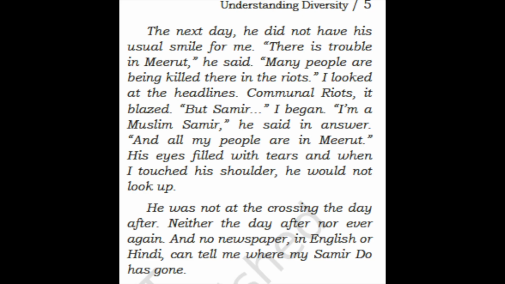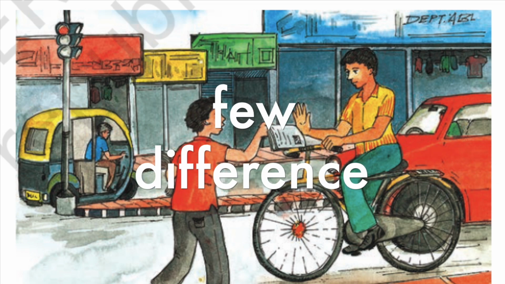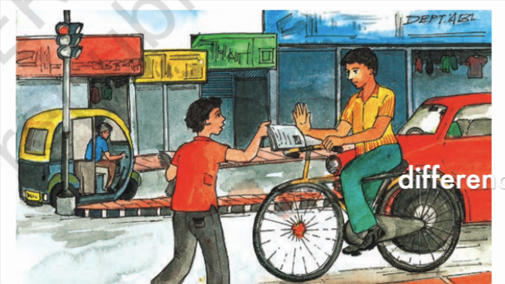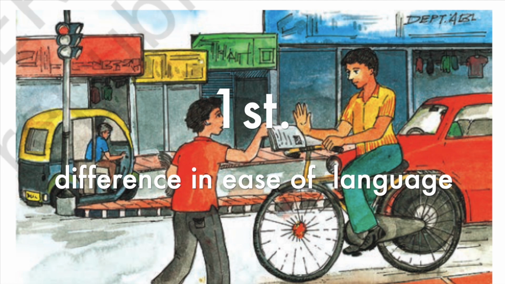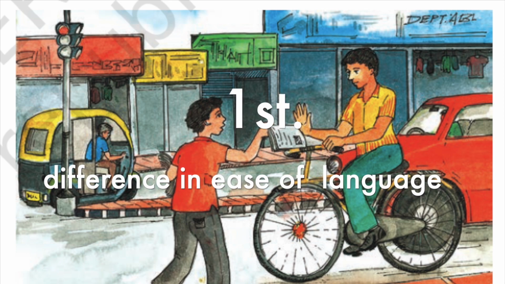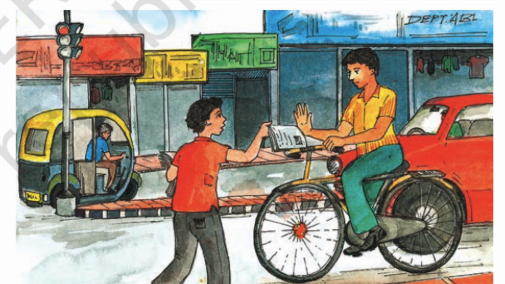So please pause the video and read their conversation further. Go through that. After reading that example, you can come to the conclusion that there are two Samirs: Samir 1 and Samir 2, right? There are a few differences between the two. Samir 1 is familiar with English, Samir 2 speaks Hindi. Although their ease with language is different, they still communicated with each other because it was very interesting for them.